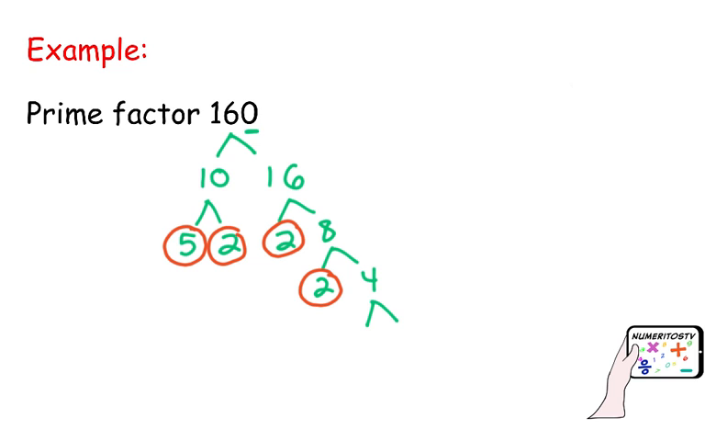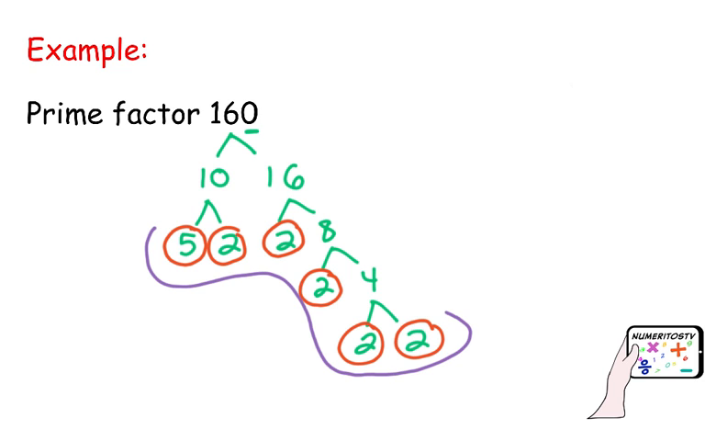Remember, you finish until you reach only prime numbers. And factors of 4, that will be 2 times 2. That means that I'm done. I cannot factor this anymore. And remember that all these numbers that you circle are going to be part of your answer.